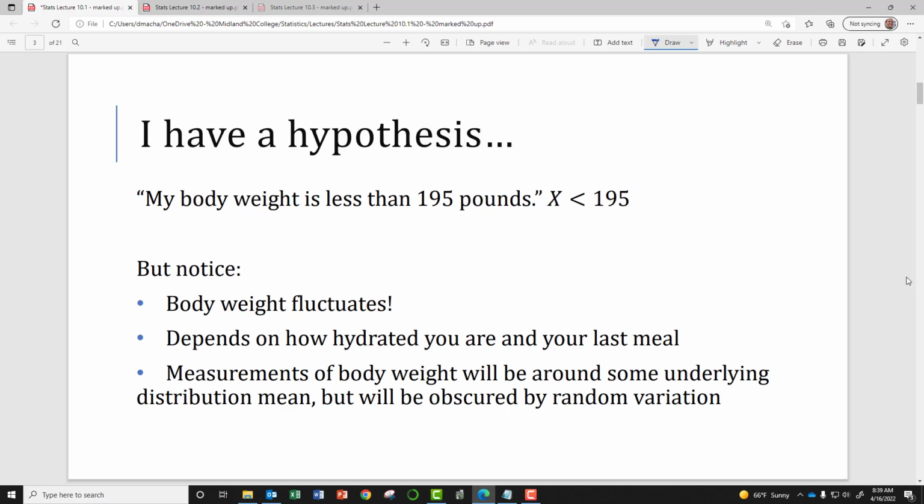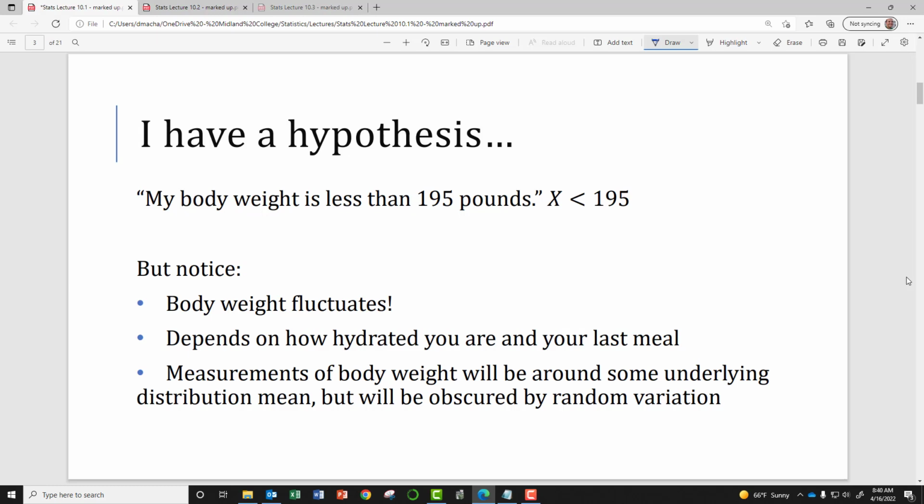So here's an example, and this is my hypothesis. I'm going to make this statement about my body weight. I'm going to say my body weight is less than 195 pounds. But you probably know this, that body weight tends to fluctuate. If you weigh yourself every day, or even if you weigh yourself 2 or 3 times per day, every single time you step on the scale, it's going to be at least a little bit different.